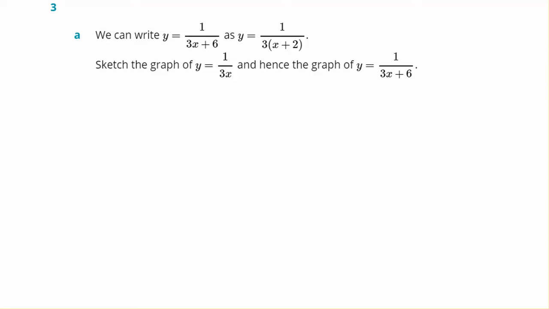This is for year 11 methods. We're going to look at exercise 4A, question 3A. So we can write this equation as this graph. We want to sketch the graph of y equals 1 on 3x, and hence the graph of y equals 1 on 3x plus 6. Okay.